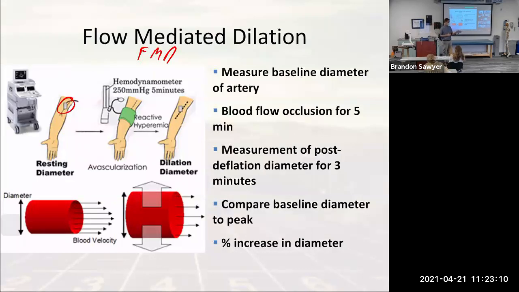So ultrasound machine looking at that brachial artery, and what you do is you get a measurement of that brachial artery while they're just laying there, while there's no stress on the body. Okay, so that would be considered the baseline measurement or resting diameter.